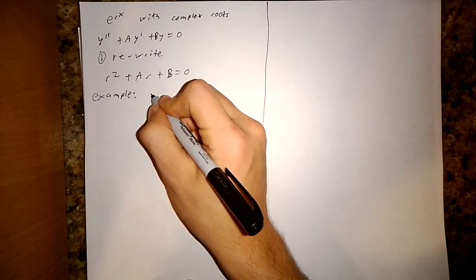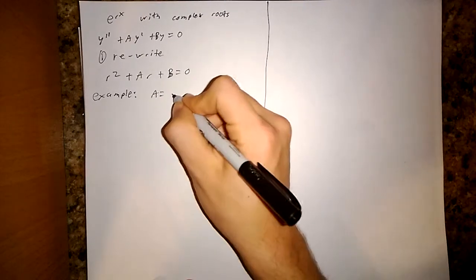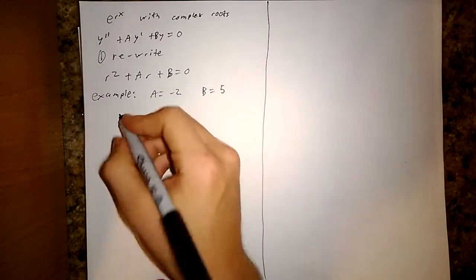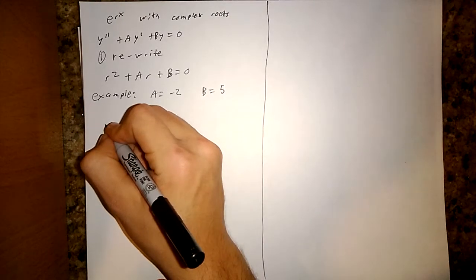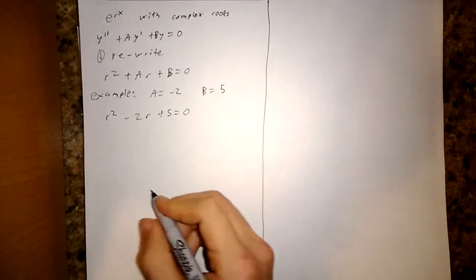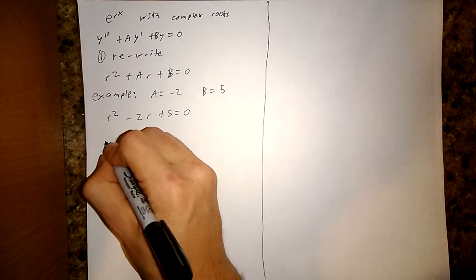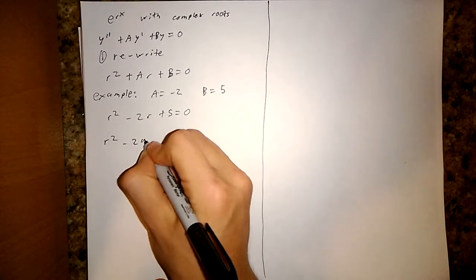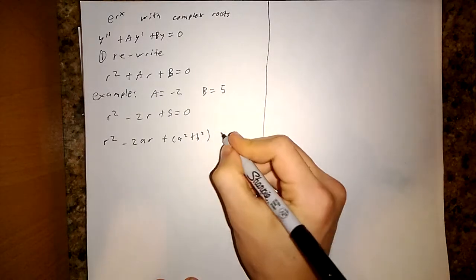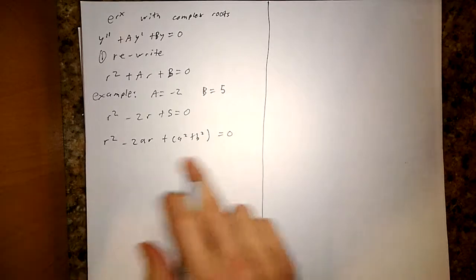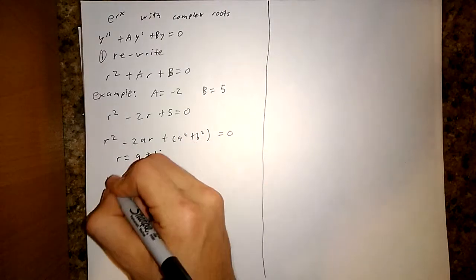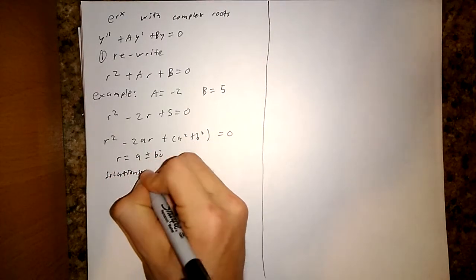You're going to have a equals -2 and b equals 5. For this case, we're going to try and factor out r squared minus 2r plus 5, and we're going to see we can't. So we're going to have to use this equation right here, r squared minus 2ar plus a squared plus b squared. Note that these are small a's and b's, which means they're not the same as these top ones. And this is going to give us our r, because r is going to be a plus or minus bi. Okay, and our solutions are going to look like this.